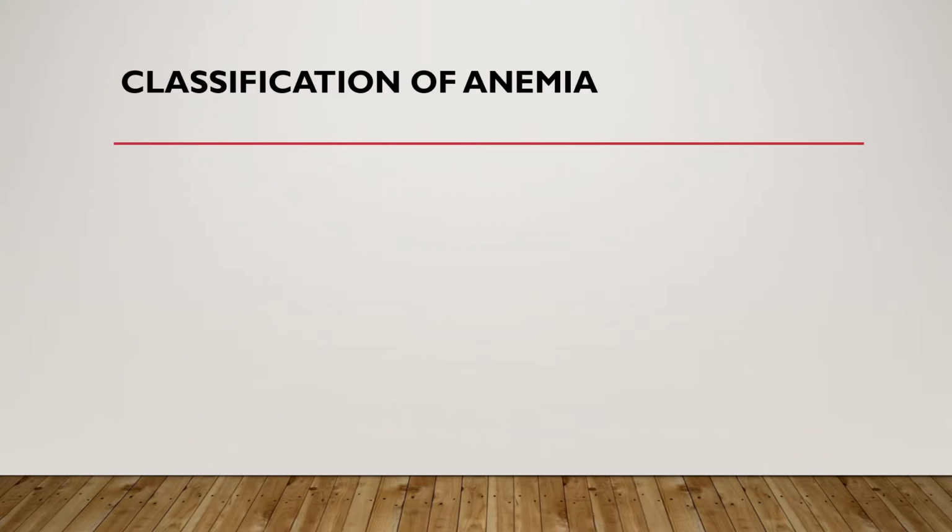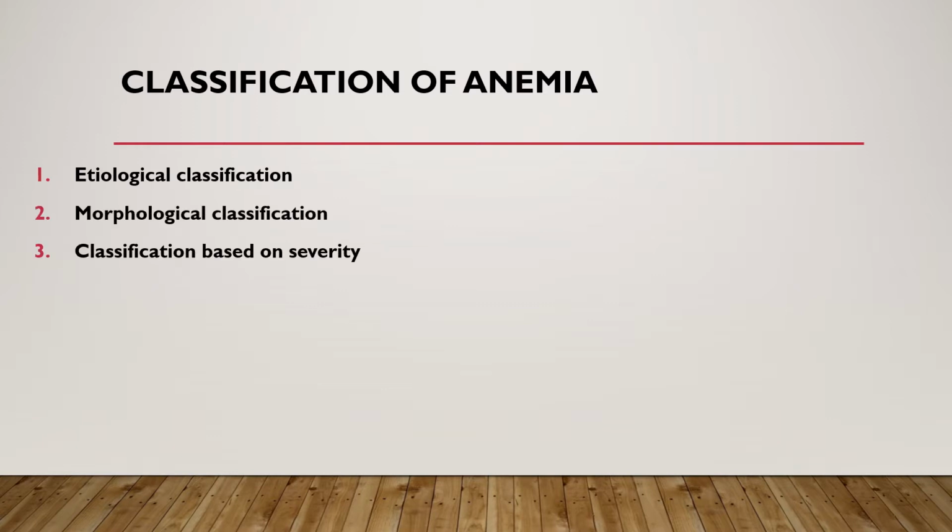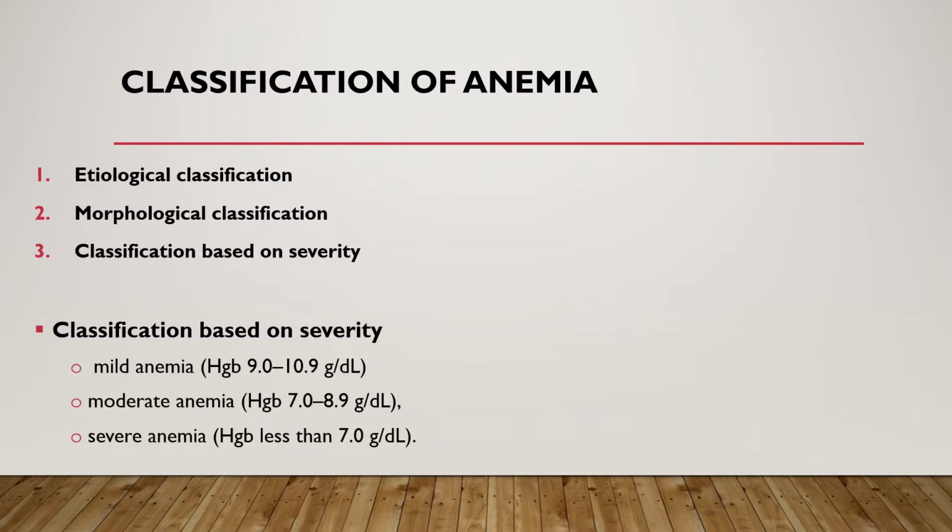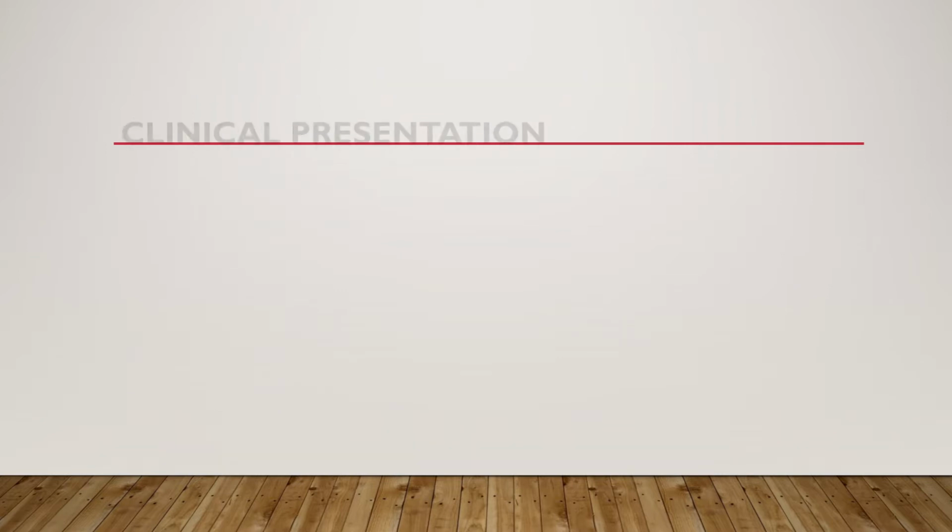When we see classification of anemia, we can classify anemia by different mechanisms. There is etiological classification, morphological classification, and classification based on severity. When we see classification based on severity, mild anemia is defined as hemoglobin from 9 to 10.9, whereas moderate anemia is hemoglobin between 7 to 8.9, and severe anemia is hemoglobin less than 7 grams per deciliter.